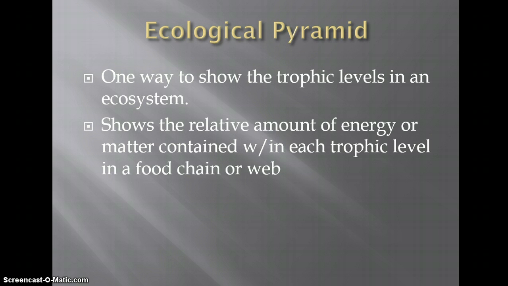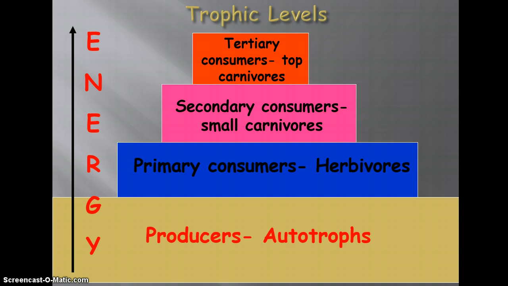Okay, another model that is used besides food chain and food web is the ecological pyramid. It's another way to show the trophic levels within the ecosystem. It shows the relative amount of energy or matter contained within each trophic level in a food chain or a food web. Here's an example. Again, you have the producers or the autotrophs. You have the primary consumers, which are all the herbivores, the secondary consumers, and then tertiary consumers. And as I mentioned before, the producers have 100% energy because they are making their own food, and then they can make their own energy.